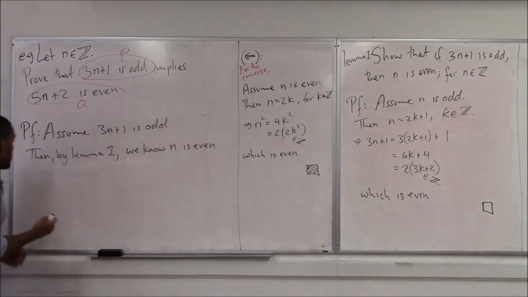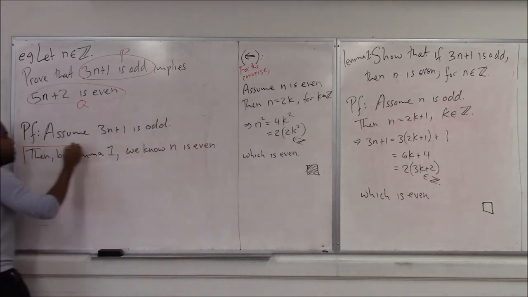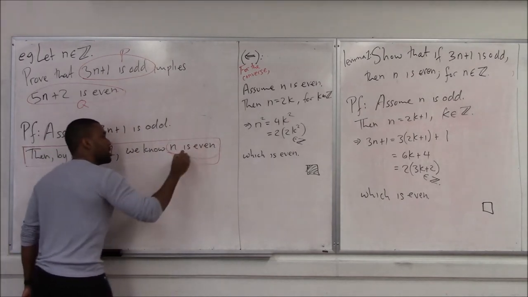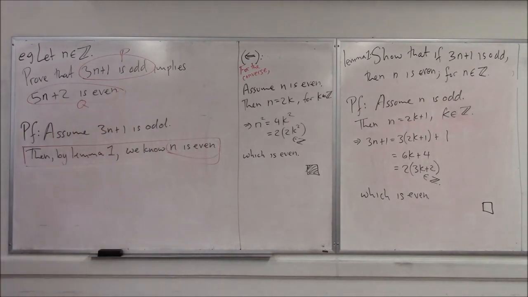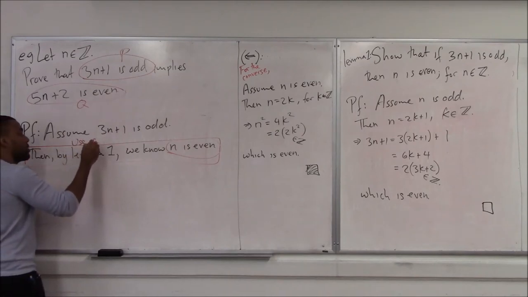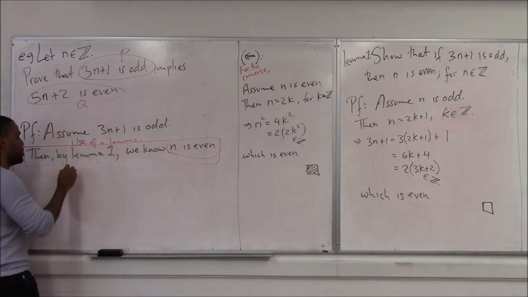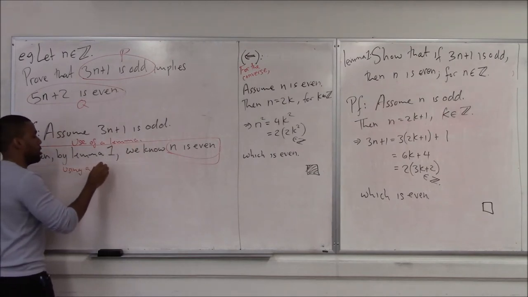So this statement here is using a lemma in the middle of a proof to get to some sort of intermediate step, which is a better launching point for another part of the proof. So this is the use of a lemma, which is using a smaller proof to help you prove a larger proof.